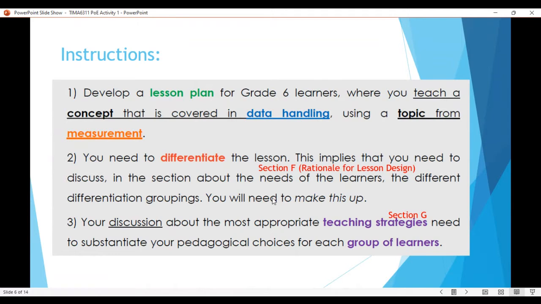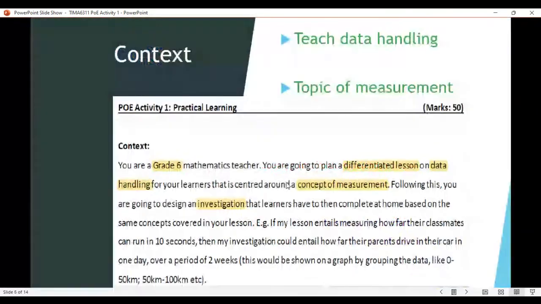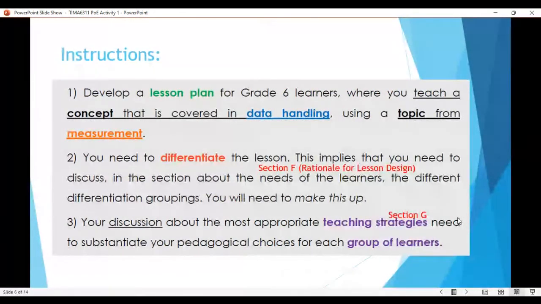For instance, you can decide to differentiate this lesson according to abilities. Then you will have a high skill level group, a moderate one, and a low skill level group, and you will have 3 different activities for them to do in the lesson. But in section F, you are going to give me the reasons for why you have differentiated like you have done. Rationale means your reasoning.